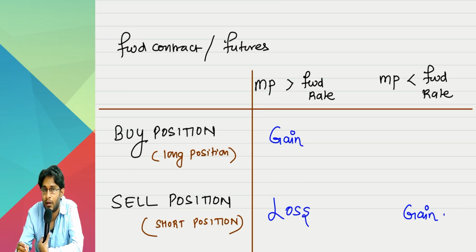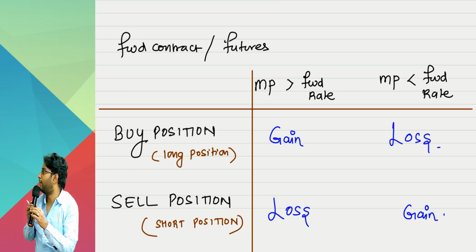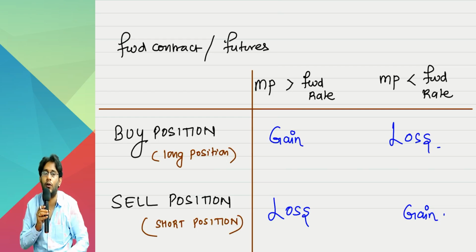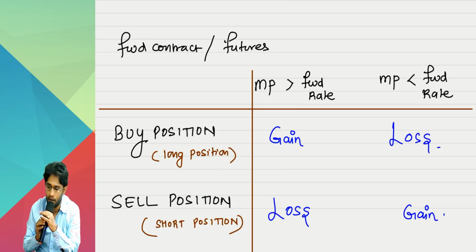The last case, I agreed to buy at the forward rate, but the market price is lower than that. That means I am effectively buying at a higher rate. Buying at a higher rate is bad. Therefore, this is a loss. Let it be forward, let it be futures, the gain or loss rules are not going to change. Are we clear here? Okay.